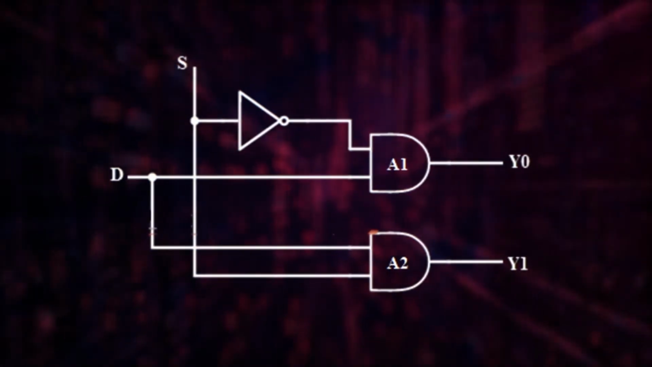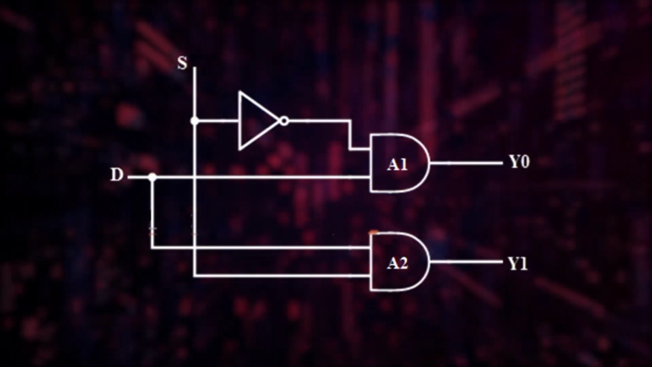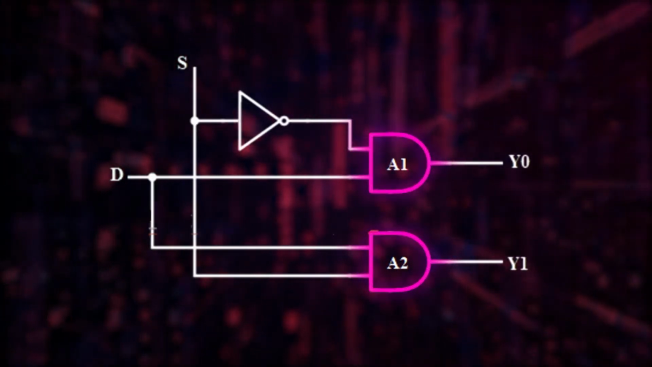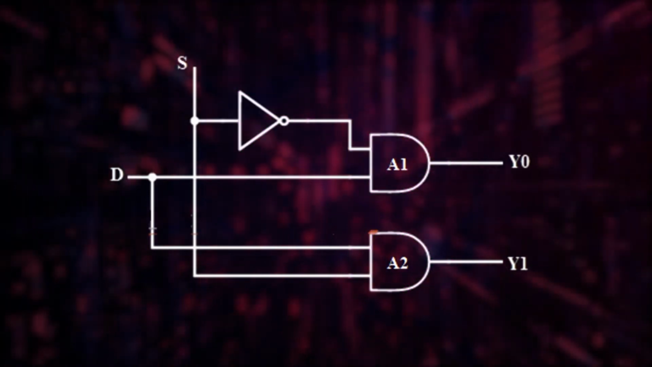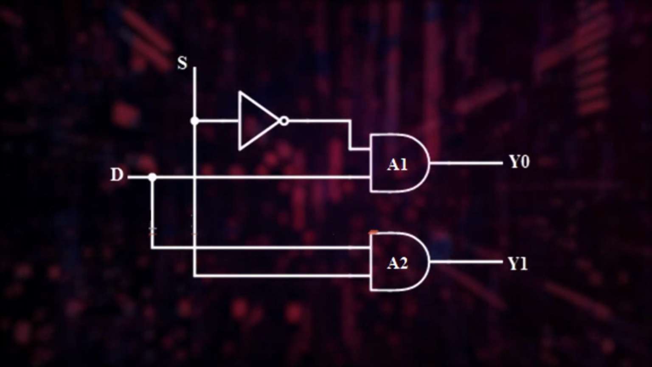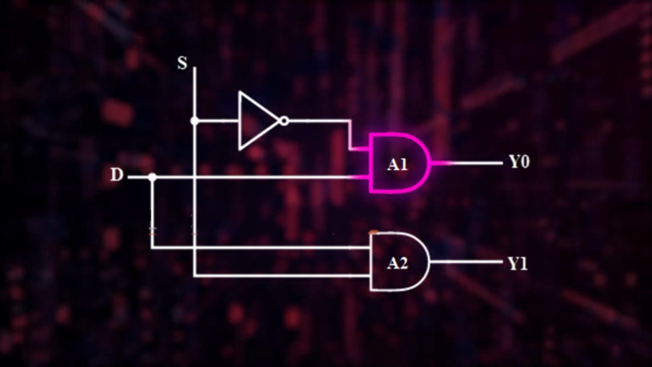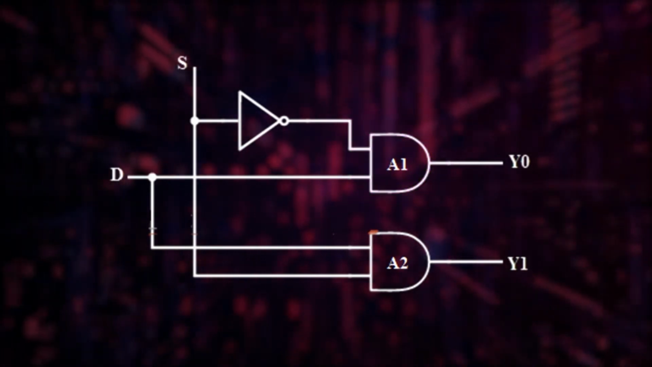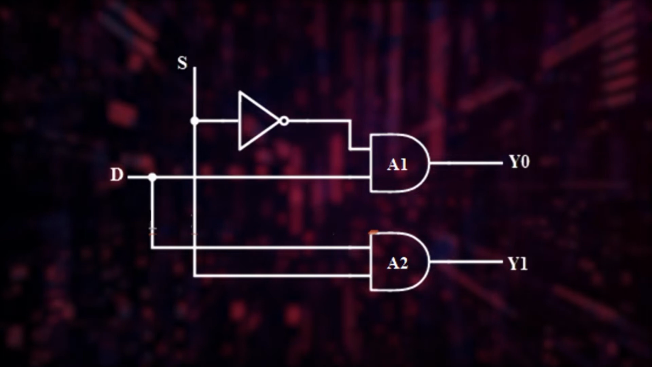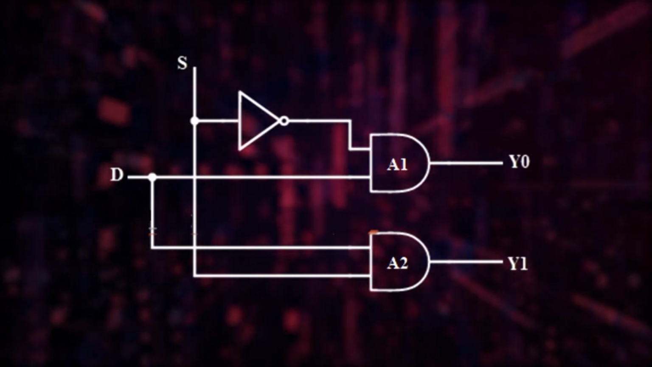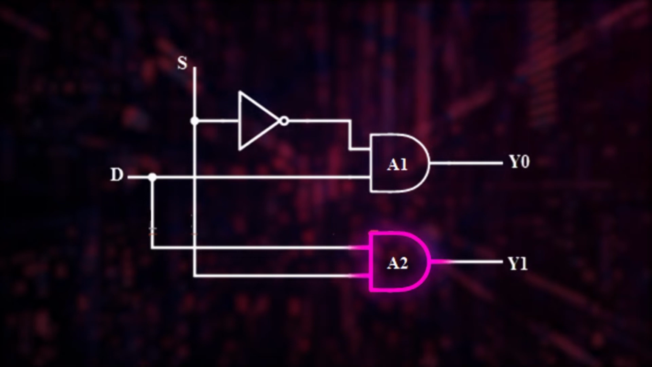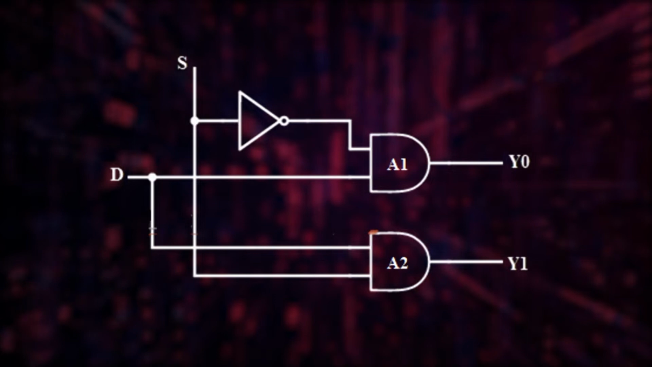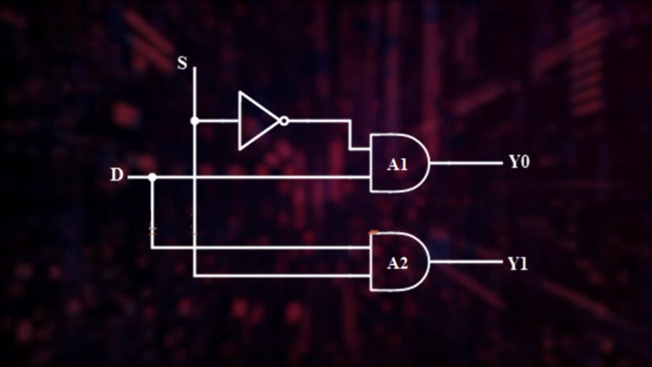From the truth table and the expressions, the logic diagram of a 1 to 2 demultiplexer can be designed using 2 AND gates and 1 NOT gate as shown here. When the select line S equals 0, the first AND gate A1 is enabled, while the second AND gate A2 is disabled. Then the data from the input flows to the output line y0. Similarly, when S equals 1, the second AND gate A2 is enabled and the first AND gate A1 is disabled. Thus, data is passed to the y1 output.